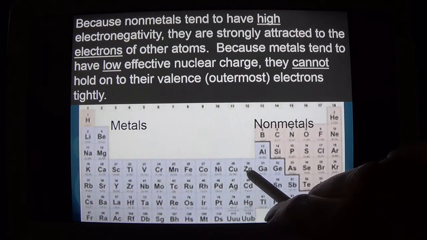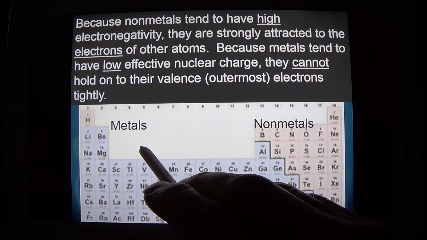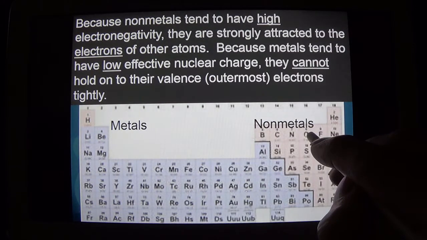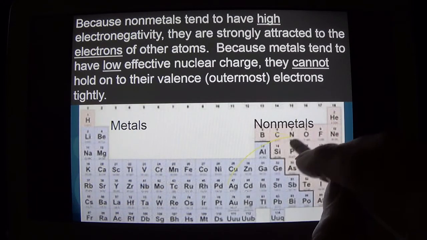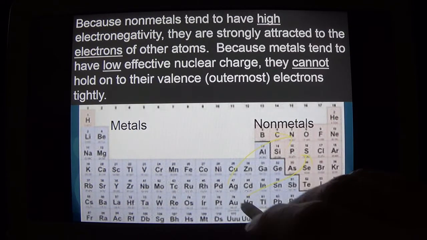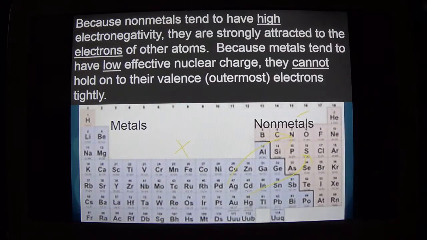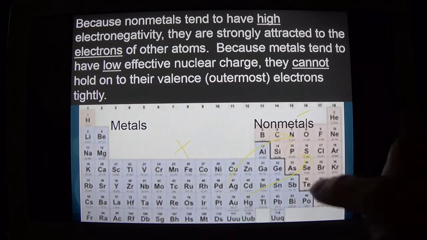The reason we need that is because nonmetals have high electronegativity. They're going to be strongly attracted to the electrons of the metal and pull them away from the metal. That's going to leave metals with a positive charge and the nonmetals with a negative charge, and opposites will literally attract.